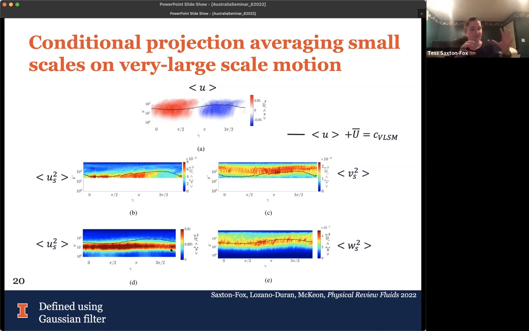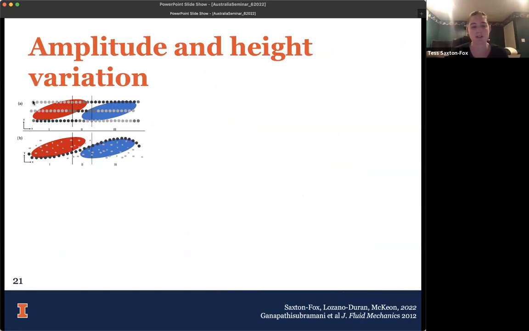So I'm throwing a lot of different things at you. I wanted to understand how much do we see height variation? How much do we see amplitude variation? So this is the picture I had started us off with. How much do we see things sitting at one height and changing strength, versus how much do we see things staying the same strength but changing height?